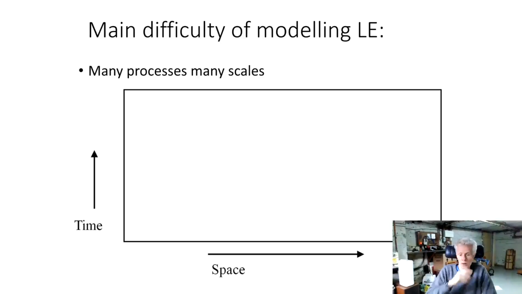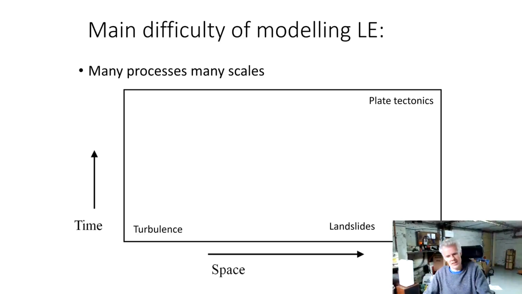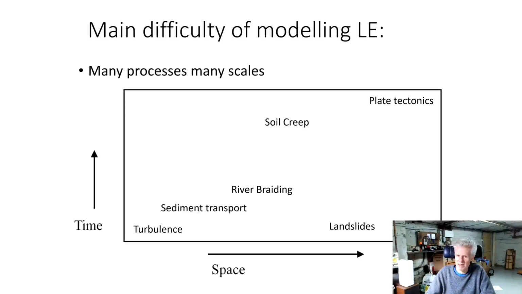We've got time on the y-axis and space on the x, and we can pop in some of these processes here. So plate tectonics takes a long time and operates over huge areas. Then we have turbulence in rivers, very short time scale, very small space scale. We've got landslides. They happen quickly, often, but they affect a large area. Then we have things like river braiding that sit in the middle. Soil creep takes a long time but occurs in large areas.